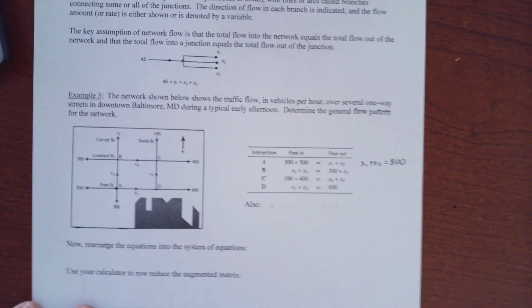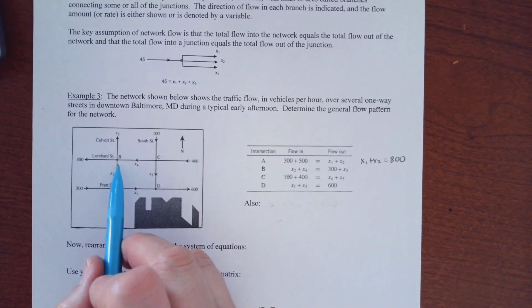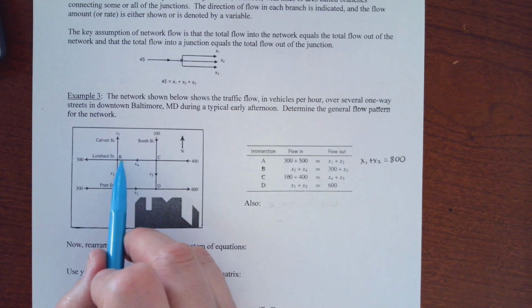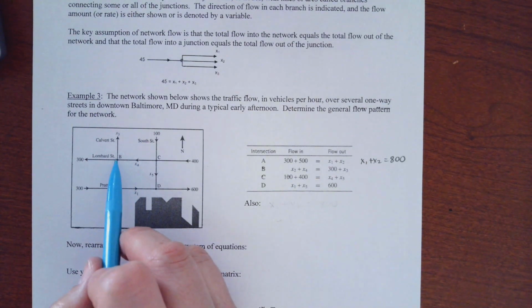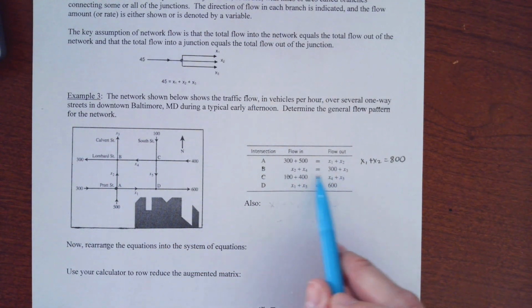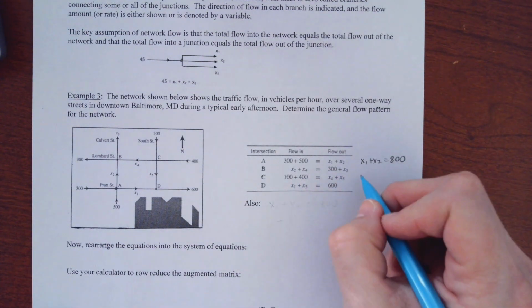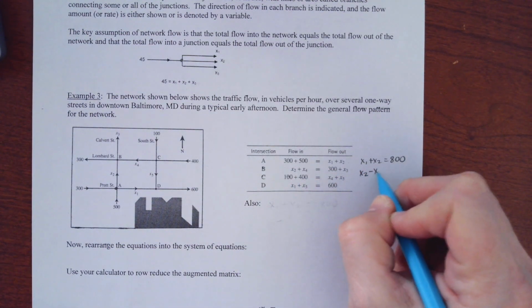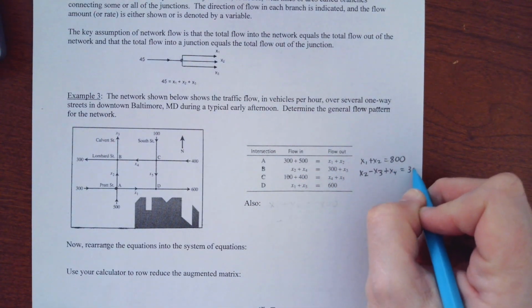On the next one, let's look at intersection B. What's coming in? x2 and x4 are coming in, so they have to equal x3 and 300 leaving. We're going to rearrange these, because I want all my variables on one side. So I want x2 minus x3, bringing this one over, plus x4 to equal 300.